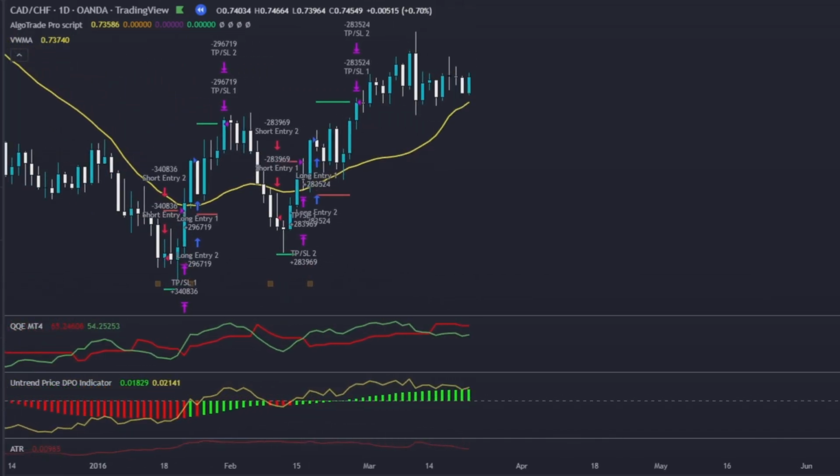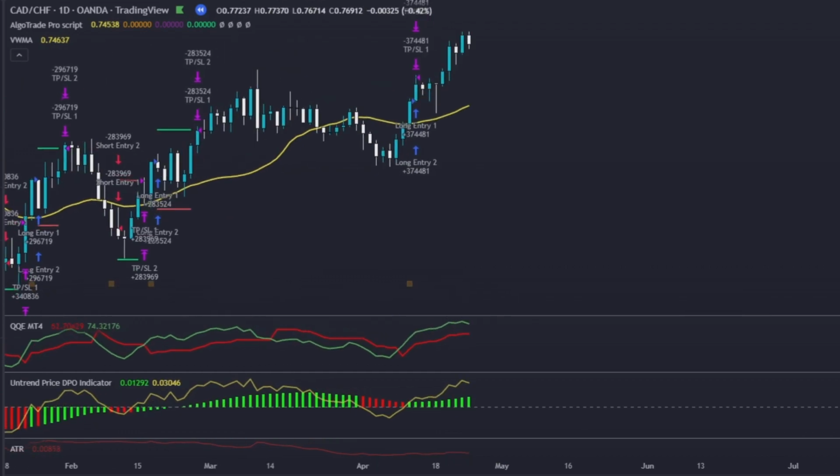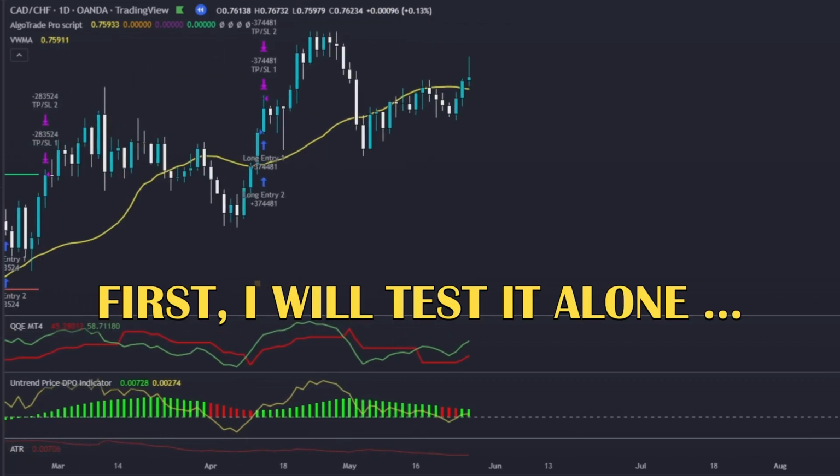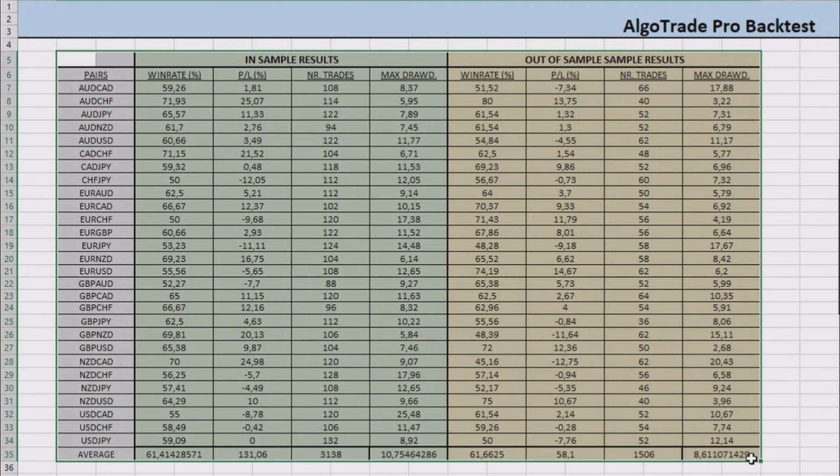Yeah, that's right, I will test the QQE indicator to see its performance. First, I will test it alone and then on a simple system that you can follow.